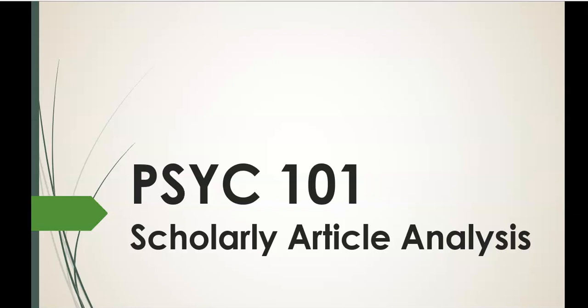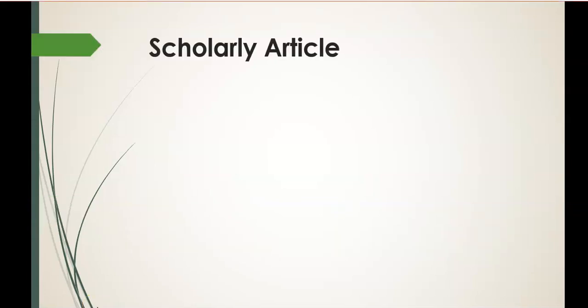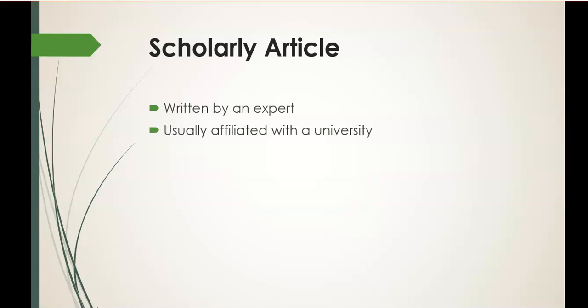This video is about the Psychology 101 scholarly article analysis. The ability to read and understand a scholarly article is critical to understanding psychology. A scholarly article, also called an academic article, is one written by a person who is an expert in their field, usually someone who works in a university setting.